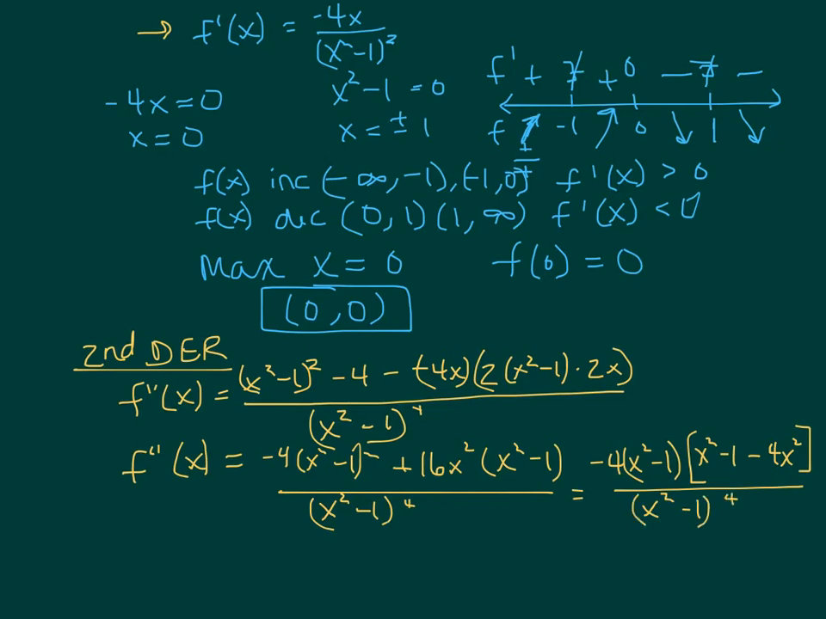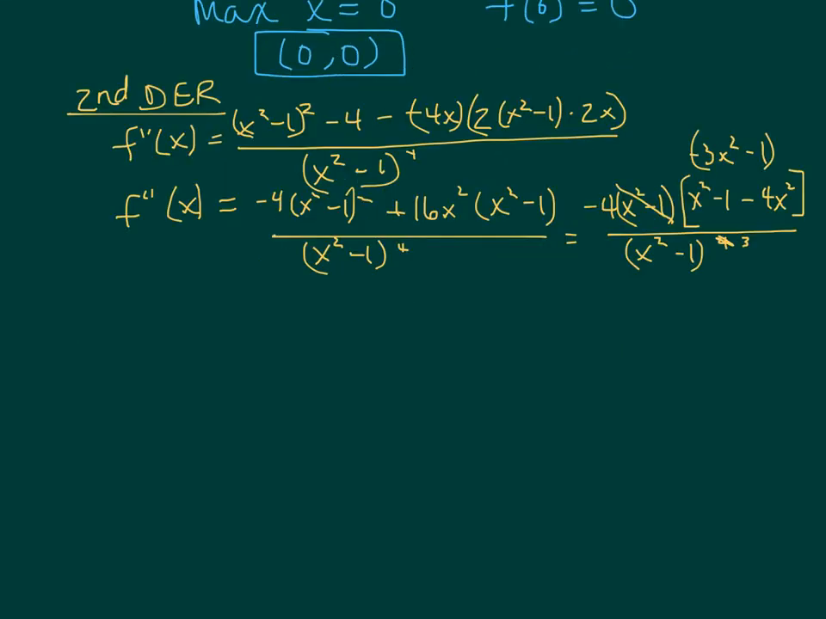Okay, as I clean that up, I can tell that inside this bracket, what's left over, I can make that negative 3x squared minus 1. And then I also can tell that I can cross out this (x squared minus 1) with one of these down here, so this is going to become cubed on the denominator. Last step to clean it all up, I'm going to distribute that negative 4 through. So I'd get 12x squared plus 4 all over (x squared minus 1) to the 3rd.